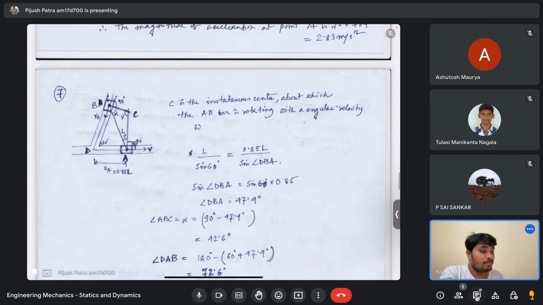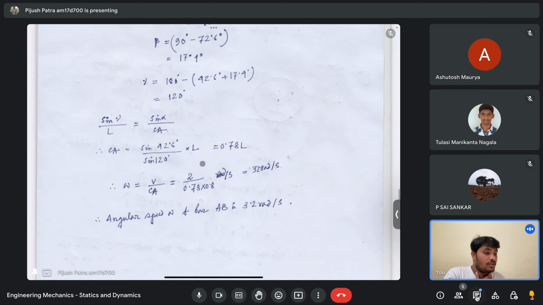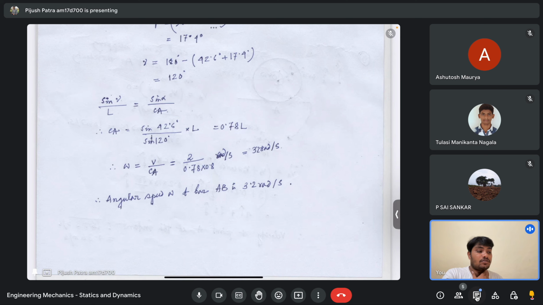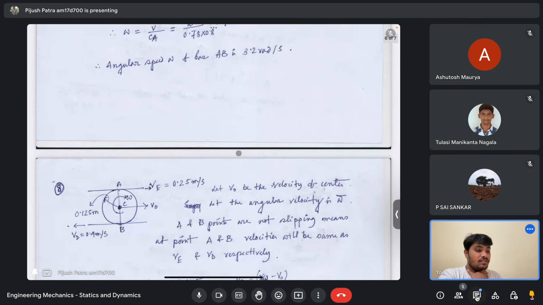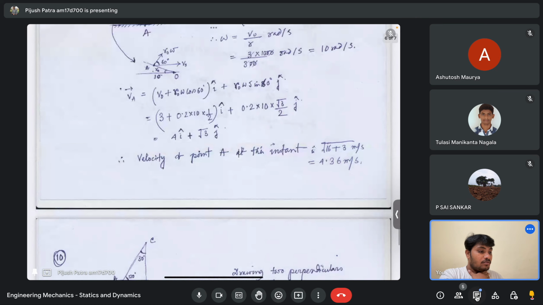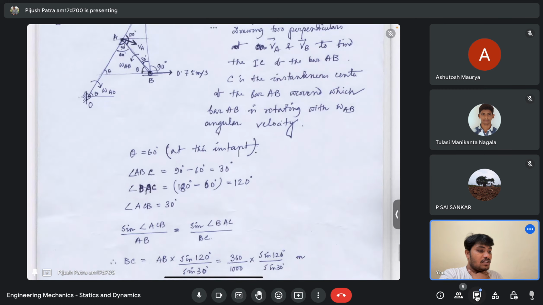So again, it is Lami's theorem, the sine formula. Ca divided by sine alpha is L by sine gamma. That is what I am doing. So from here I am calculating Ca. Ca is equal to 0.78 L, and L is given, by the way. So omega is equal to V by Ca, that is approximately 3.2 radians per second. Any queries for this? I am not discussing any of the other problems now. The rest is in the same fashion and most probably easier than this.